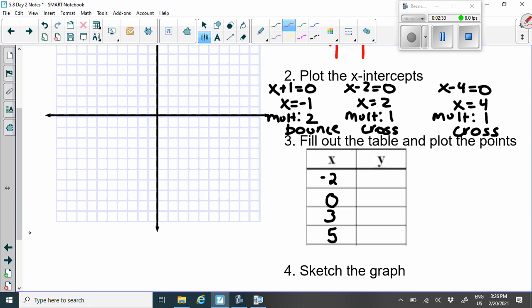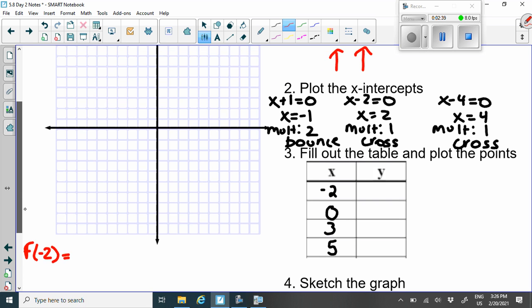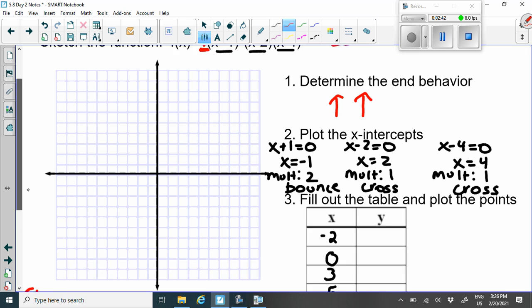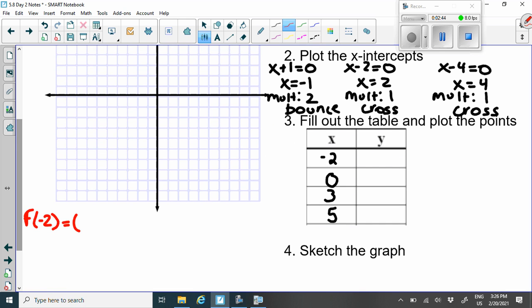Okay, let's start with negative 2. So we're going to do f of negative 2. The function we're going to plug into is x plus 1 squared, so any place I see x, I need to plug negative 2 in. So I have negative 2 plus 1 squared, times our next factor x minus 2, so negative 2 minus 2. And then our next factor is x minus 4, so that's going to be negative 2 minus 4.